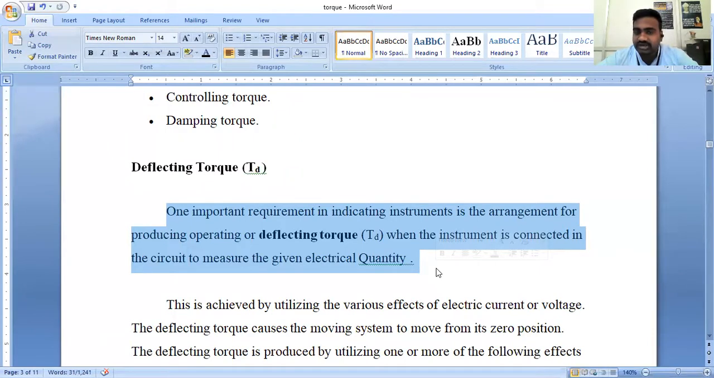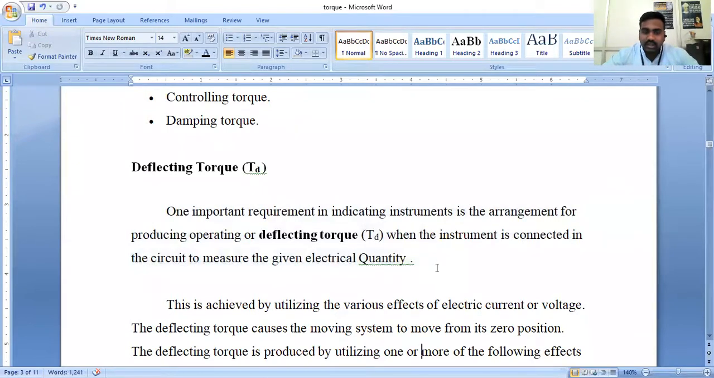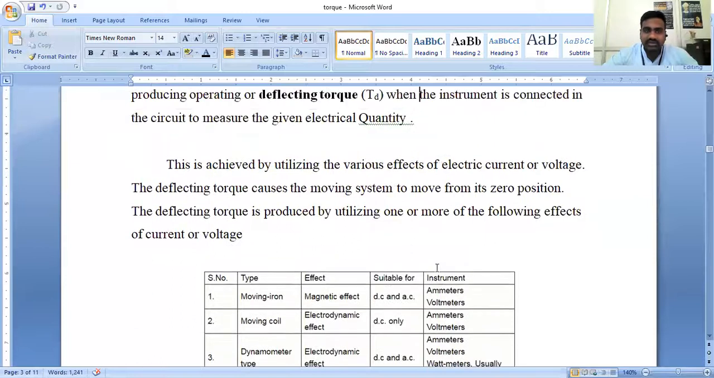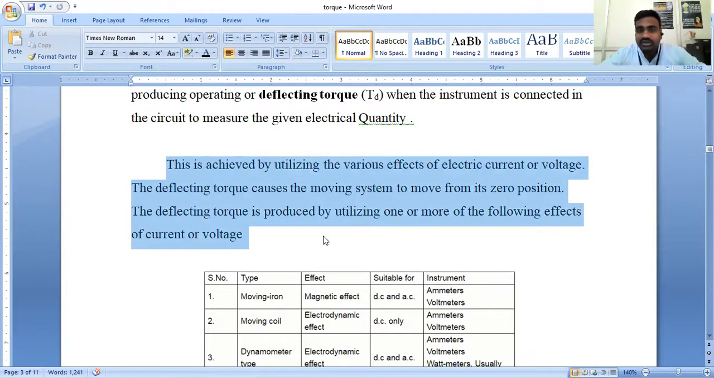The instrument is connected to the circuit as per the electrical quantity. How can we observe the condition of deflecting torque? This is achieved by utilizing various electrical effects. Whenever the deflecting torque is produced, the needle will start rotating from the 0th instant to a particular range. Let us say the current flowing in the line is 10 amperes. At that specific condition, we have connected an ammeter in series to the line. The current flowing in the line is 10 amperes.